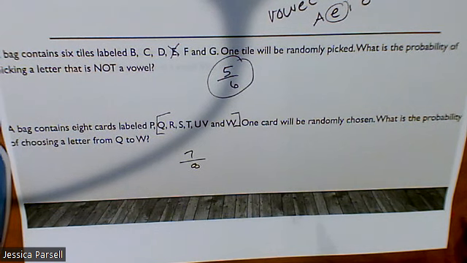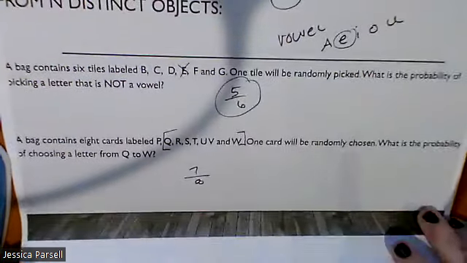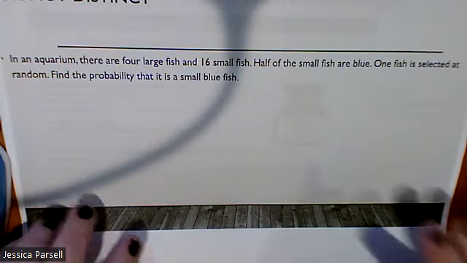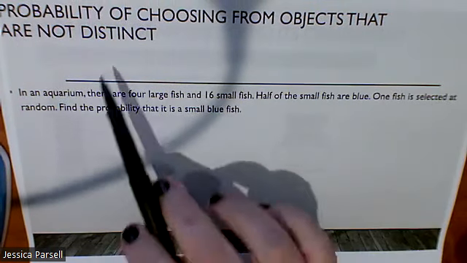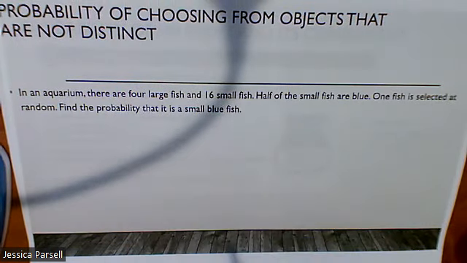So that's the probability of choosing a letter from this selection of Q to W. Okay, we're going to keep it moving here. We have an aquarium. So this is probability of choosing from objects that are not distinct. Okay, let's see what they're talking about.